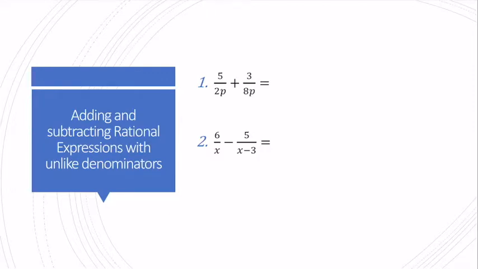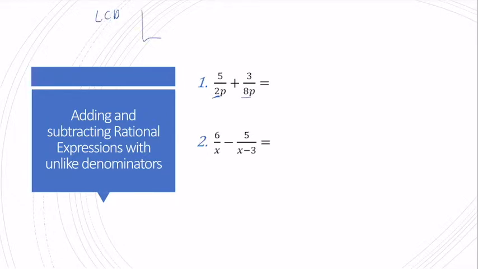In order to add rational expressions with unlike denominators, we need to find the least common denominator. So if I have 2p and 8p, how could I make 2p look like 8p? Well, we could find the least common denominator.